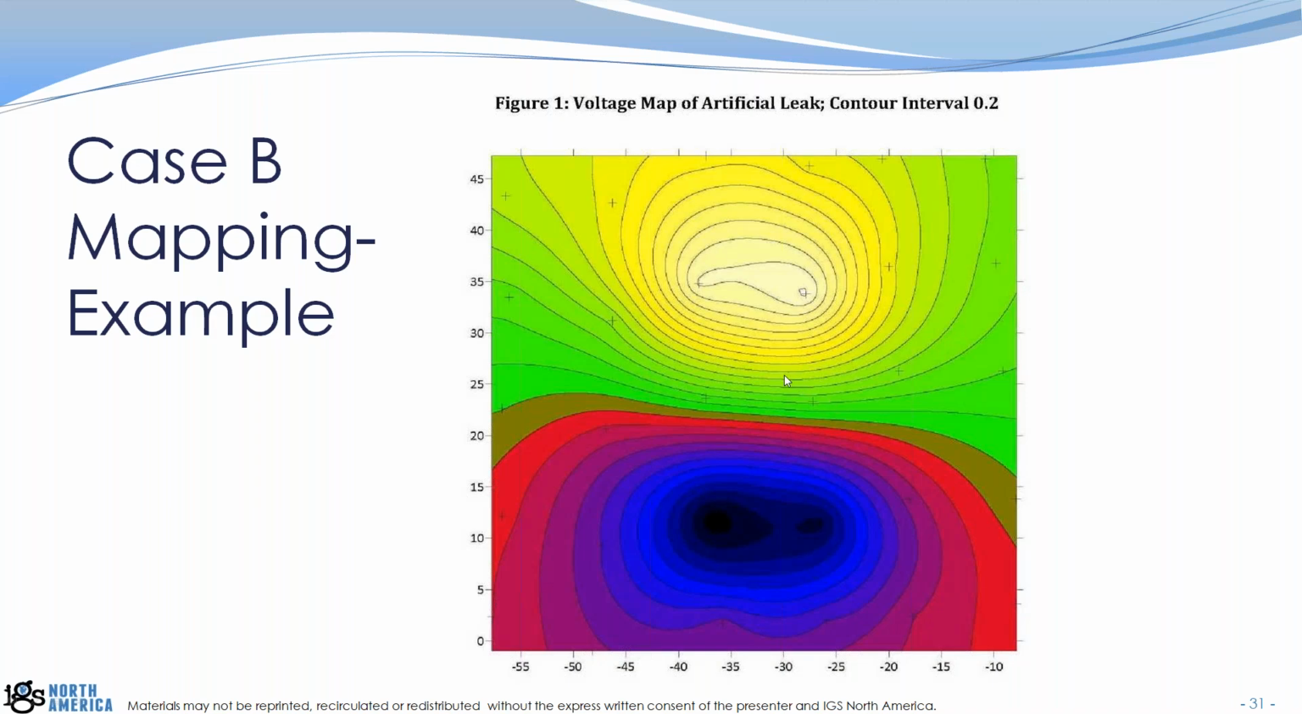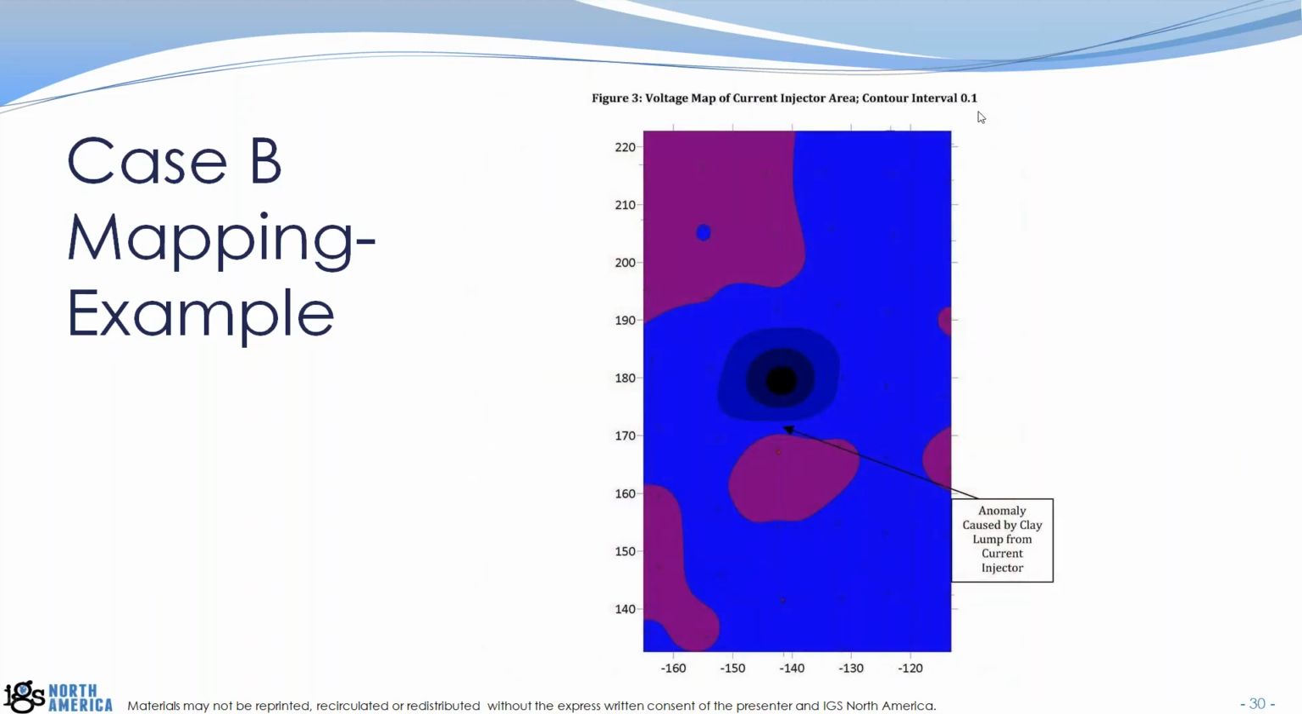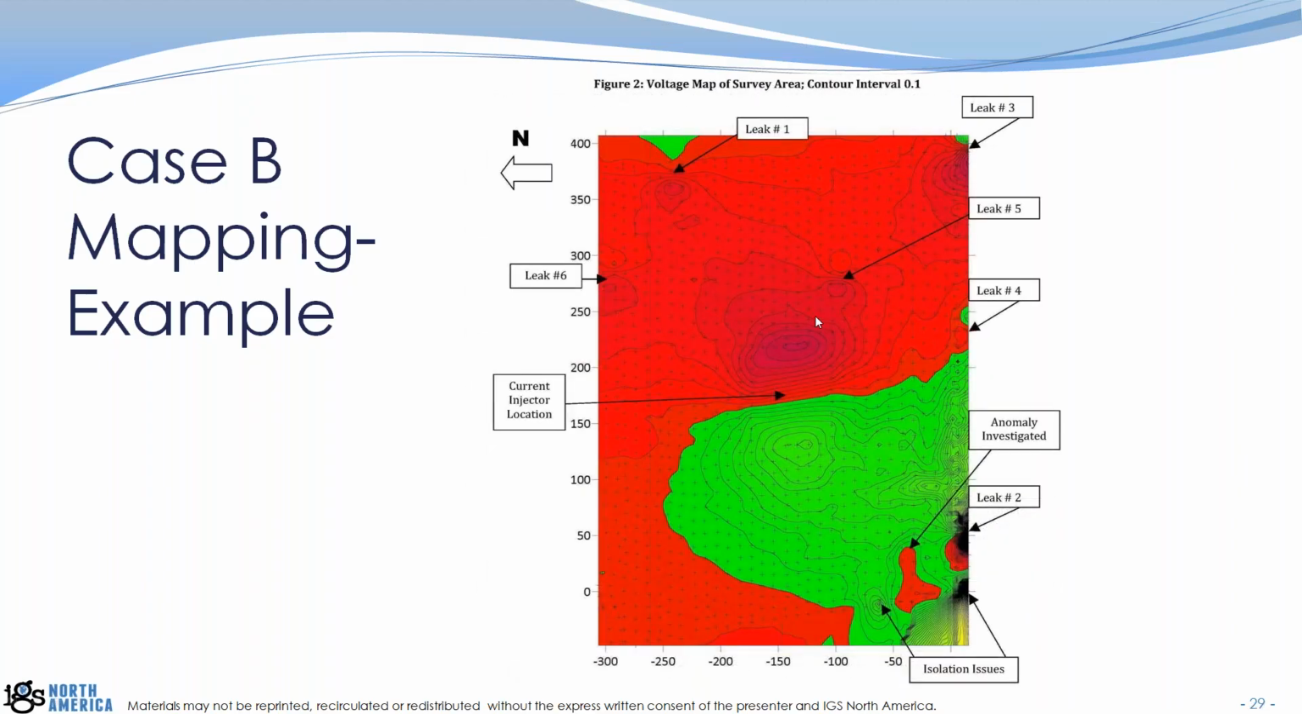This is what an artificial leak looks like when you have a very strong current draw with the artificial leak. It always looks very, very strong. Again, notice the contour interval. It's 0.2 on the artificial leak map, but the other maps that were created are 0.1. So, remember, it should be equal to or less than the artificial leak contour.